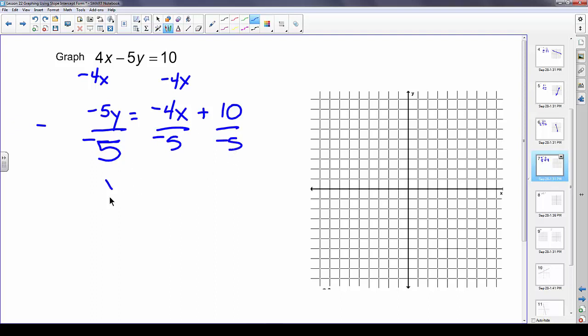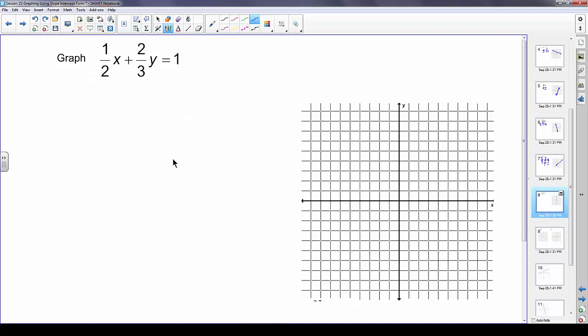In so doing, I get y is equal to negative over negative is a positive, and positive over negative is a negative. And so here's my slope, here's my y-intercept. I go down to 2, and I rise 4, and I run 5. Do it again if I wish. Up 4 over 5. Connect the dots. And there's our line.